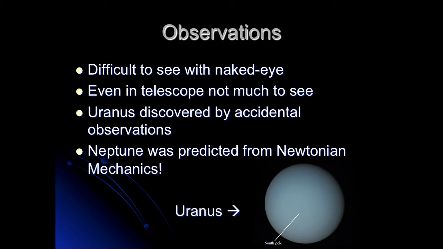So Uranus was discovered by accidental observations. And then Neptune was predicted from Newtonian mechanics, those mechanics that we talked about in terms of Kepler's laws and Newton's laws of motion. Neptune was actually predicted before it was ever seen, which is kind of cool. So they said, looking at the rotation of the other planets and how they're being gravitationally attracted, we think there's something else out there. And sure enough, we finally did see that there was a planet called Neptune.